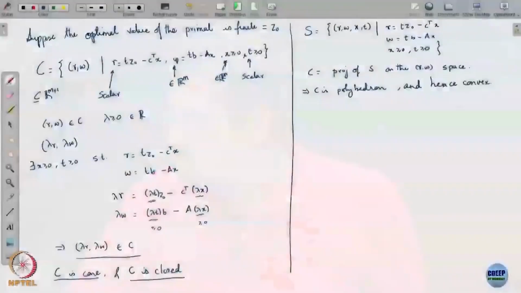Okay. All right. So, now what have we concluded? Well, that C is a cone, C is closed, and C is also convex. So, what we have is a closed convex cone. Now, let us look at this point.